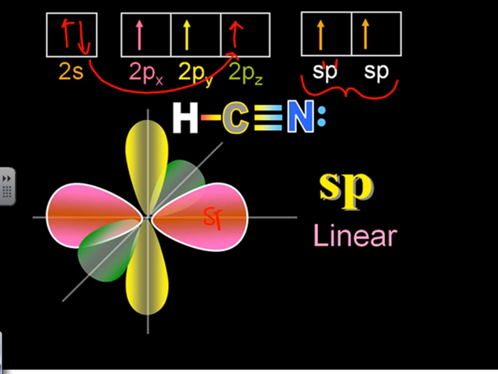So here, that's one sp. Here's your other sp. I'm going to change the color of my marker so you can see it a little bit better. Okay, and then I'm left with two different electrons, each in a different p orbital. Those p orbitals are what's going to make my double and my triple bond.